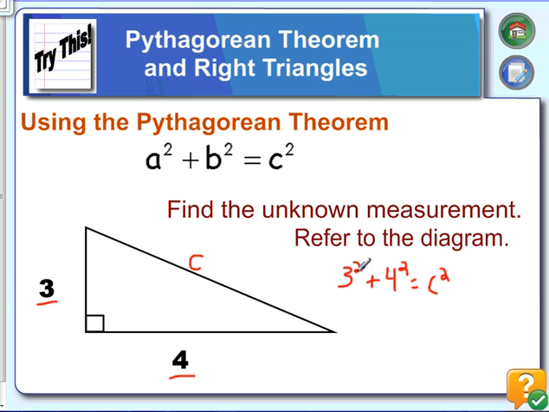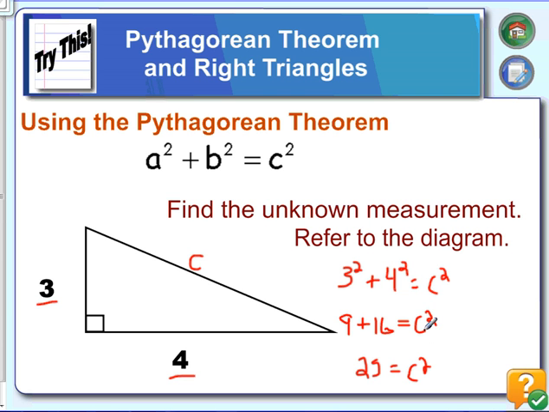So 3 squared, which is 3 times 3, is 9. 4 squared, which is 4 times 4, is 16. And that is still equal to c squared. If we add these two together, we get 25 equals c squared. Now we're not done yet. I know it's tempting right now to just stop right here. However, we have this squared here, and that causes us to need to go a step further.